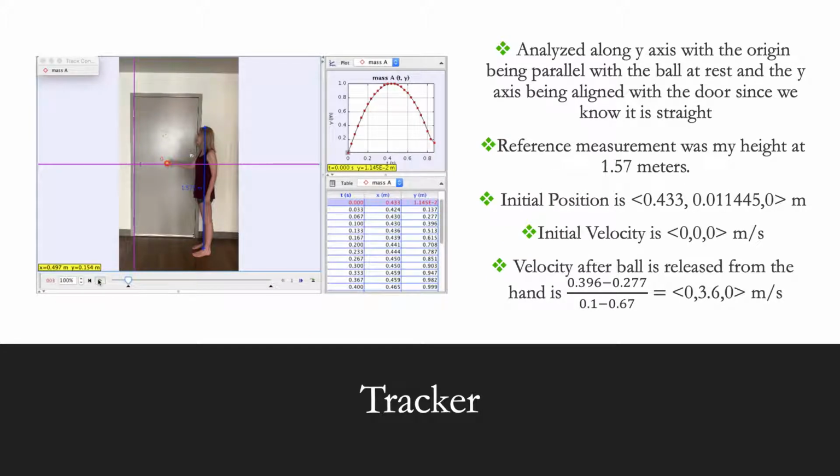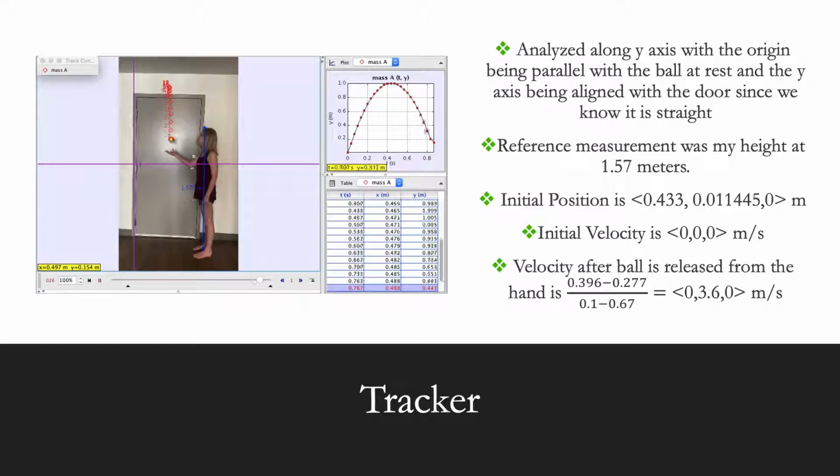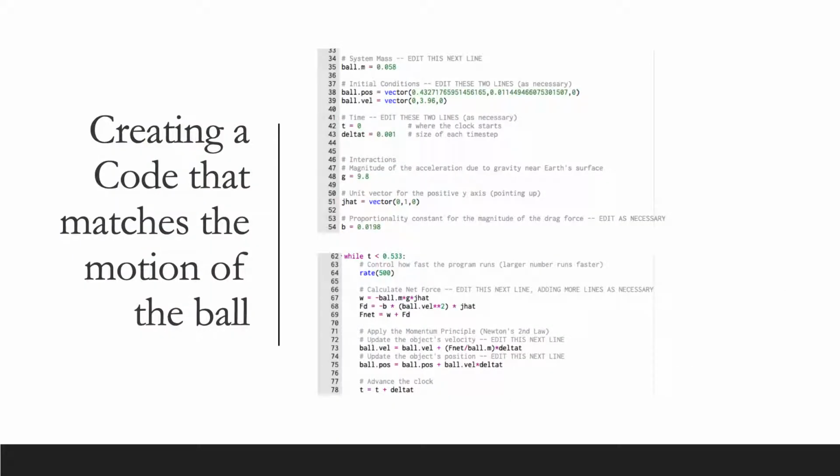Here's the video of the ball being analyzed in Tracker. In this video, I analyzed the motion of the ball along the y-axis. I used my height as a reference measurement and calculated the velocity of the ball released to be equal to 3.6 meters per second in the y direction. I then created a code that matches the motion of the ball.